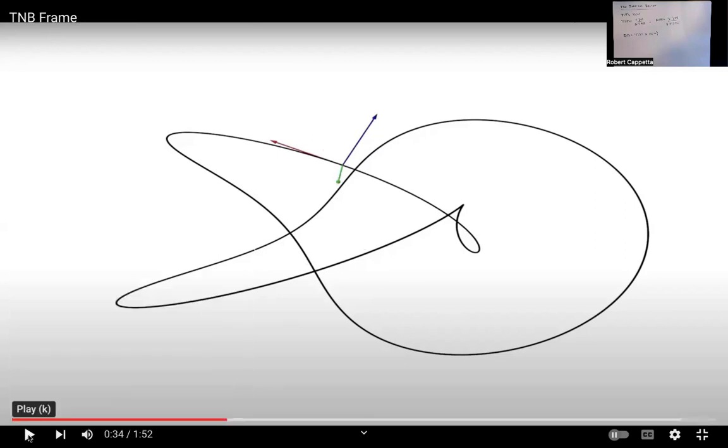So let's play this a little bit more. Do you see what's happening? Unit tangent vector is red, unit normal is green, and binormal is blue. So that's what's happening through there.